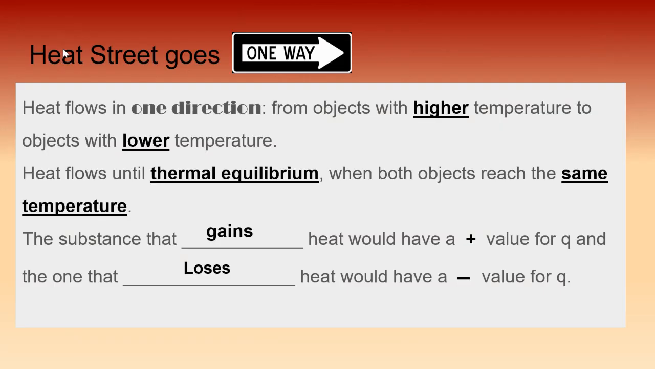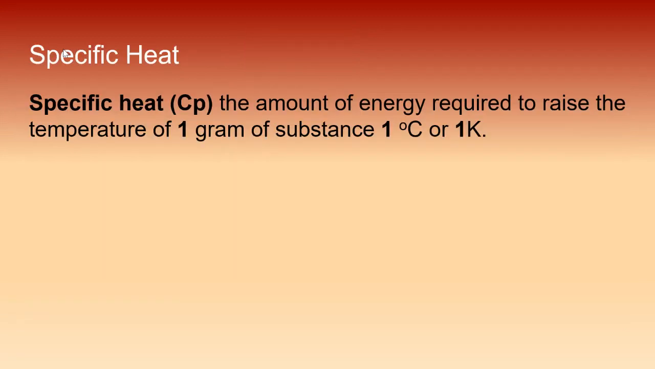So heat goes in one direction. It goes from things of higher temperature to lower temperature, right? Those energy blocks in that simulation had to go from higher temperature to lower temperature. And that keeps happening until they reach thermal equilibrium, which is when objects are at the same temperature. So the substance that gains the heat has a positive value, because the surroundings are putting heat into the system, and anything that loses heat would have a negative value for the Q because the heat's coming out of it. So the iron block was losing heat to the brick. So the brick had a positive Q and the iron had a negative Q.